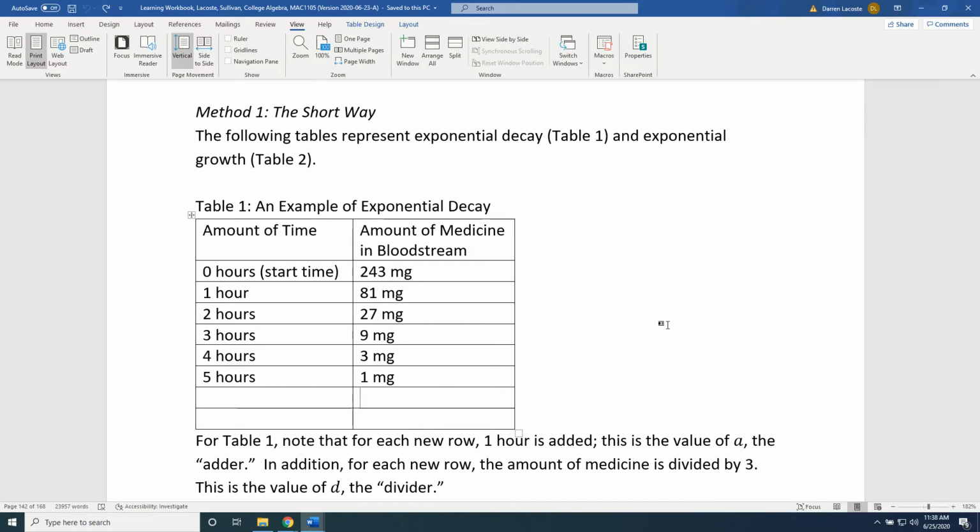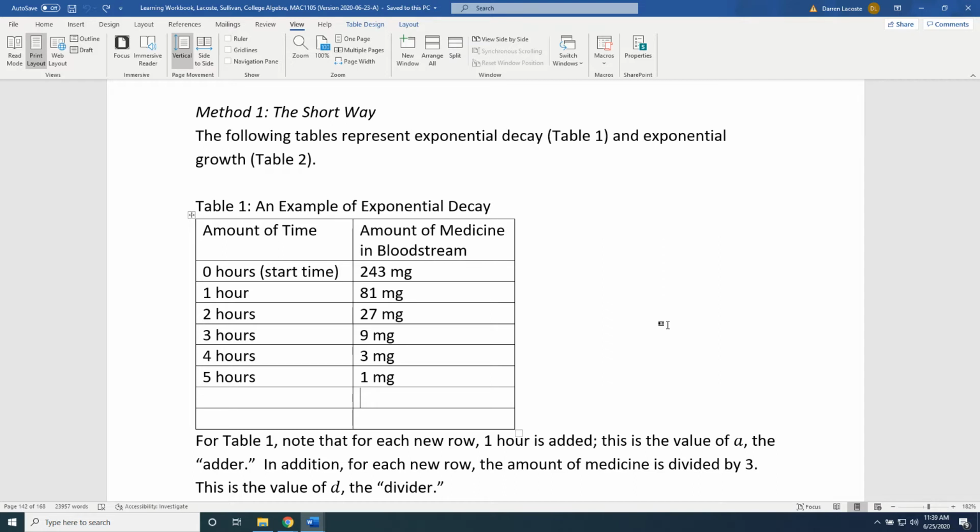Our first column lists an amount of time, and our second column lists an amount of medicine in a patient's bloodstream. At 0 hours, the starting time, there are 243 milligrams of medicine in the patient's blood. Perhaps that was given by injection. 1 hour later, the amount of medicine in the blood is now down to 81 milligrams. 2 hours from the initial injection, it's now down to 27 milligrams. 3 hours, 9 milligrams, 4 hours, 3 milligrams, 5 hours, 1 milligram.